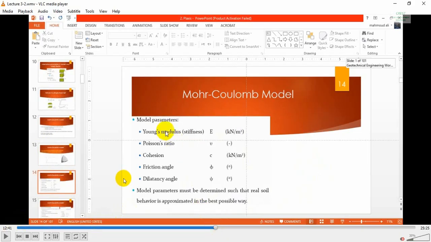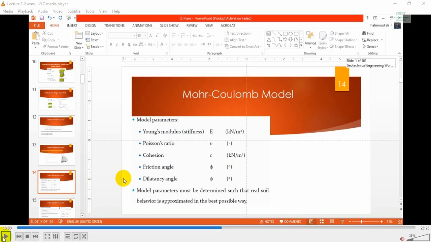So to model the soil in Plaxis using the Mohr-Coulomb model, you need to define these parameters. First, Young's modulus E, Poisson's ratio mu, the cohesion C, the friction angle, and the dilation angle. It should be noted that the chosen parameters for your model must be a good representative of the real soil condition to make sure that the soil behavior is approximated in the best possible way.